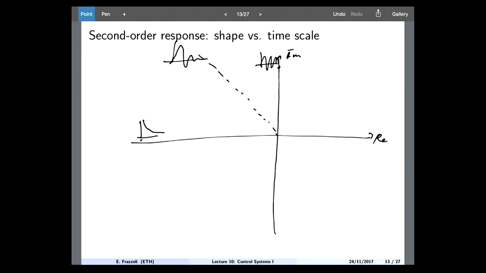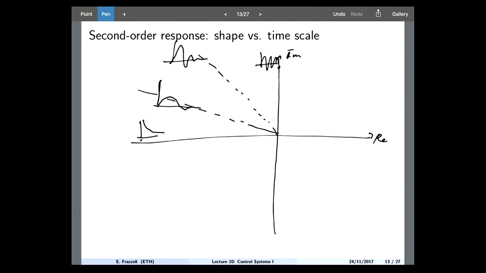And in any other direction, here what you will have is, for example, a decay, right? But then the oscillation is much, much slower than the decay, in a sense.